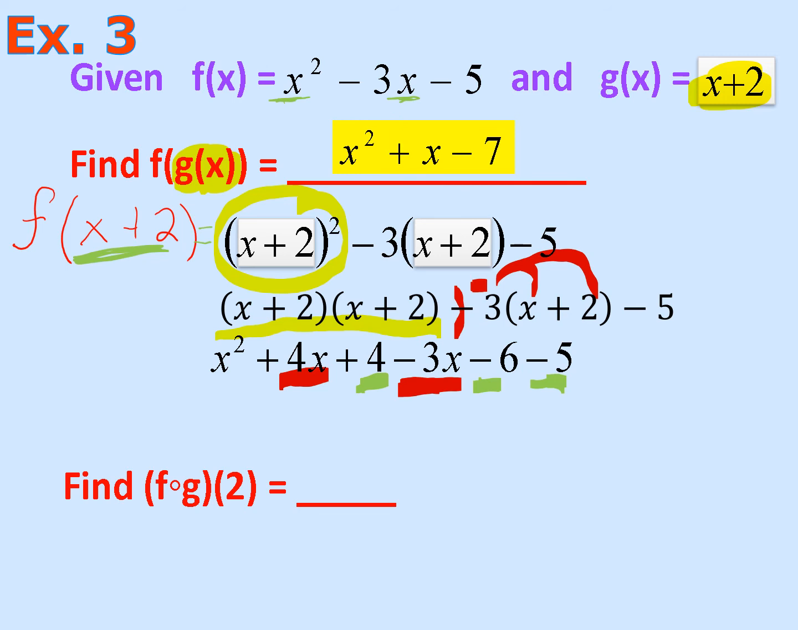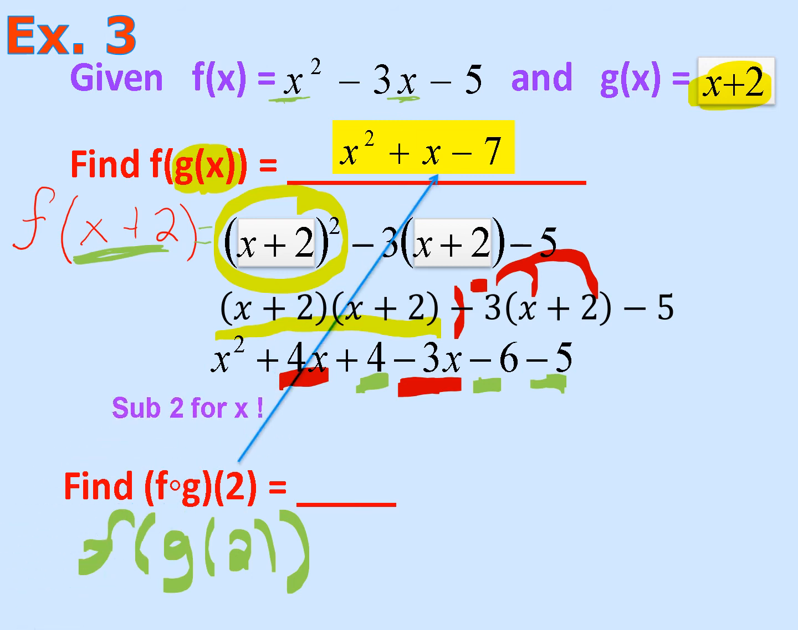Now, if I want, remember this notation down here, this is the same as f of g of 2. So that means it's the same as the function above, it's just a different way of writing it. So I'm going to plug 2 into that equation. So that gets me 2 squared plus 2 minus 7. So this is 4 plus 2 minus 7, which gets me negative 1.